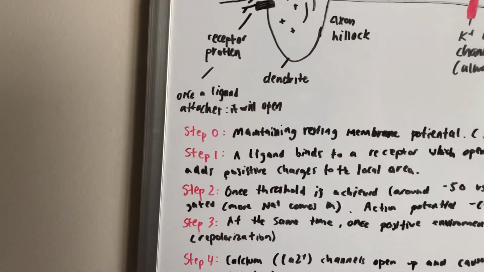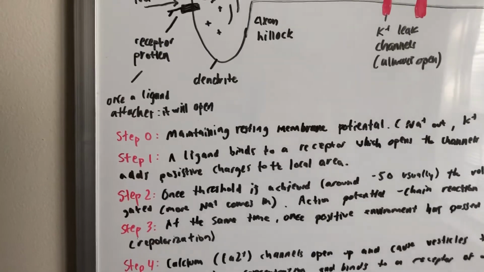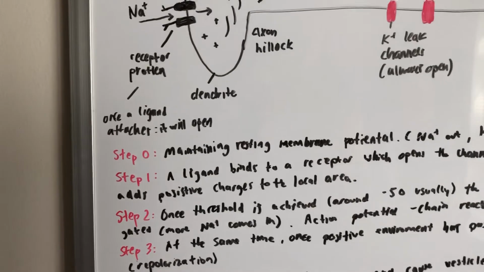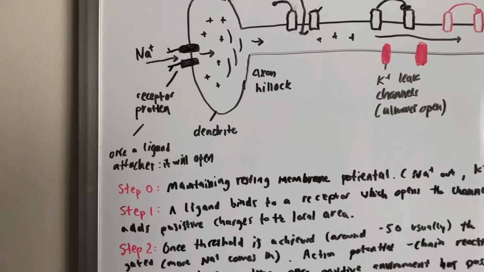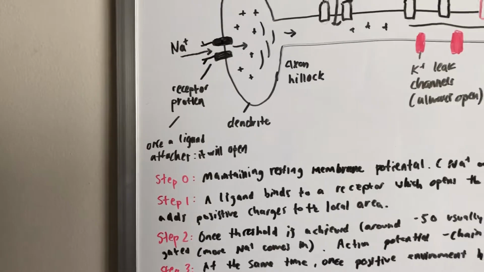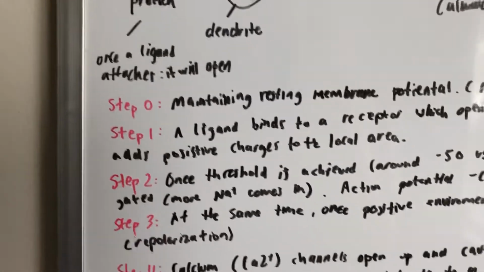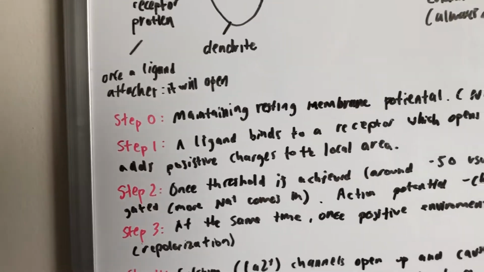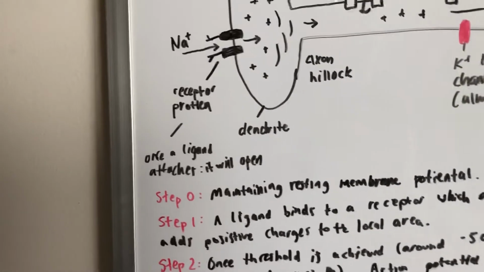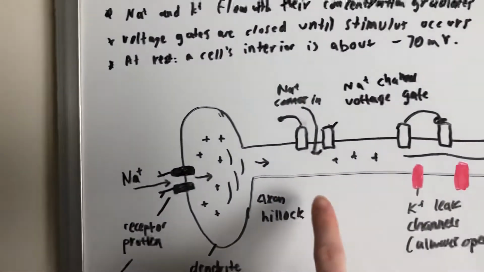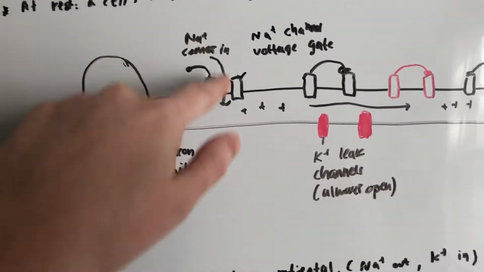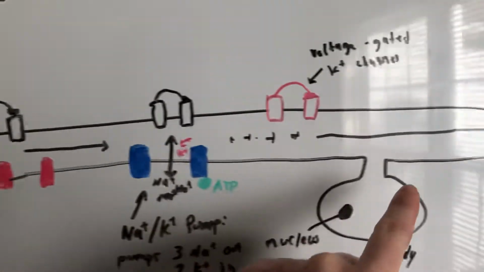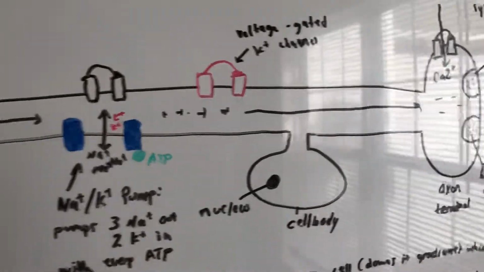So step 2, once the threshold is achieved, which is around -50 usually, the voltage gates open and sodium flows in. Positive charges cause depolarization to move to each gate, which allows sodium to come in. The action potential is a chain reaction of depolarization to the axon terminal. So that means the first gate will open, sodium will come in. Then the second gate will open, sodium will come in. Third gate, keep going all the way down until it reaches the axon terminal.